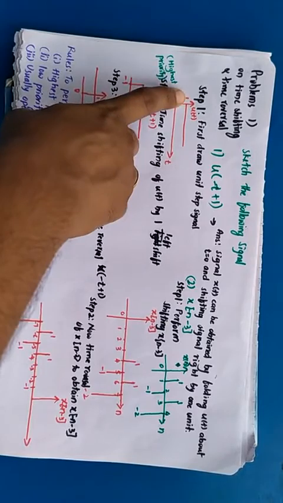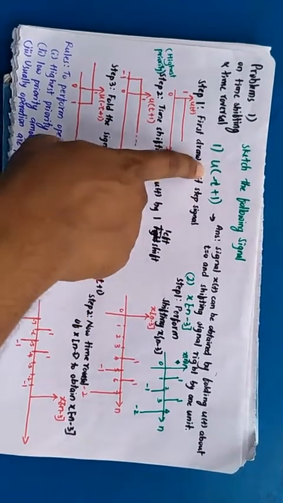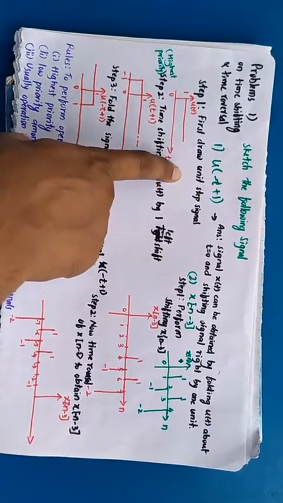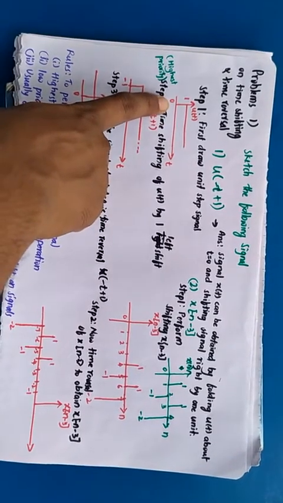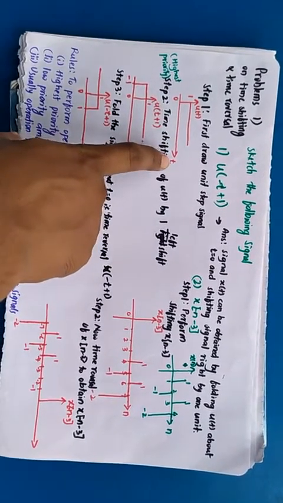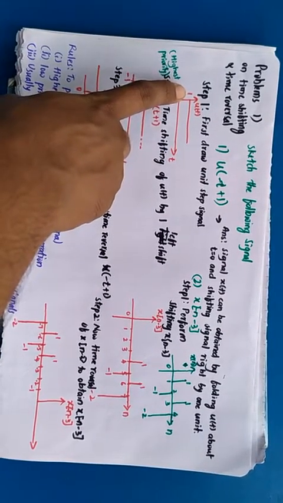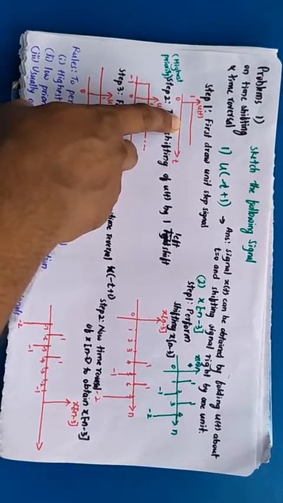So in the first step, first draw the unit step signal, because the question involves u of t. So u of t you have to draw first. u of t can be drawn here. It starts at 0 and goes to infinity, and it has unity amplitude, that is 1. So this is u of t, the step function elementary signal.